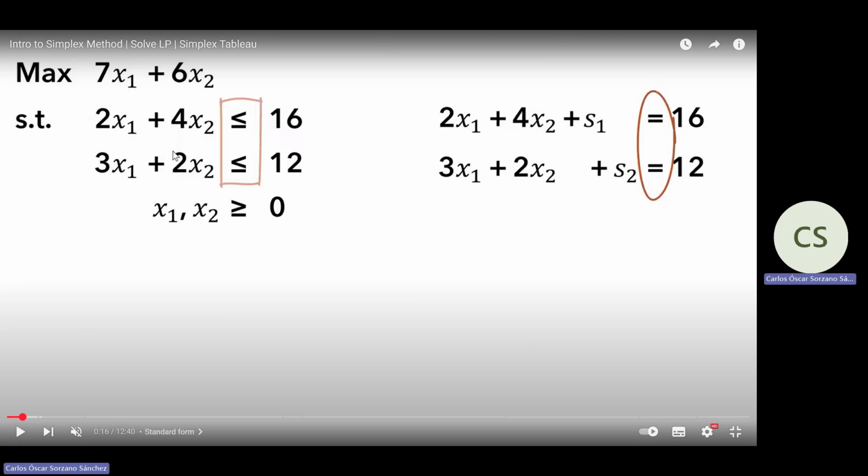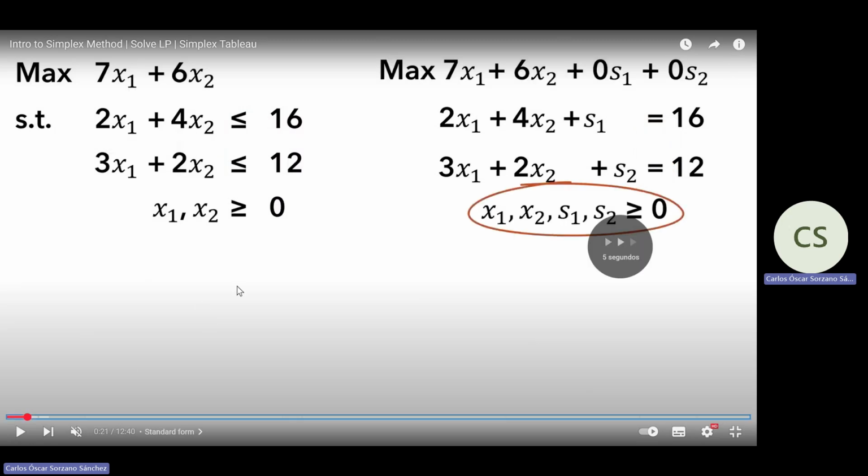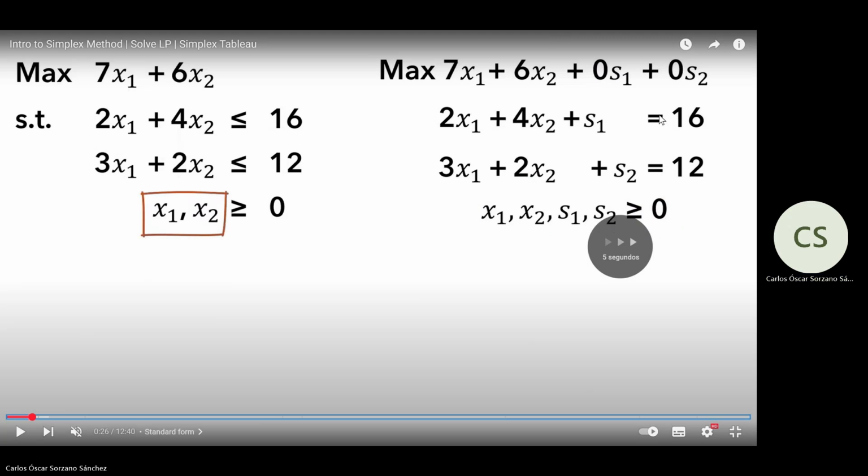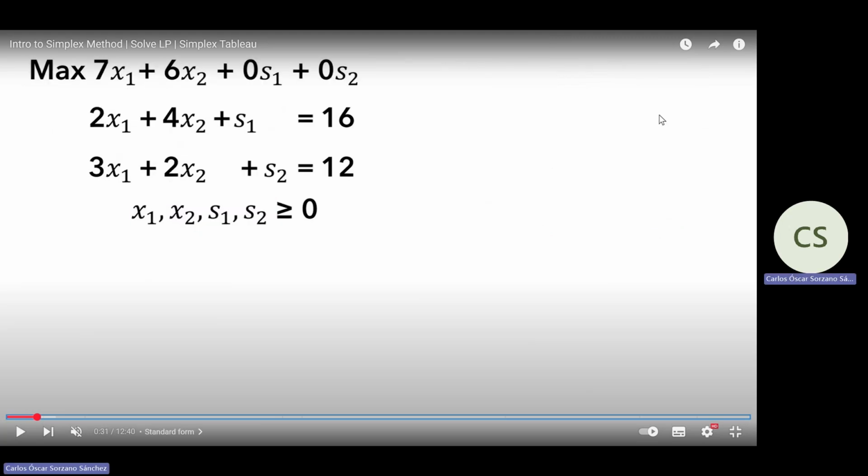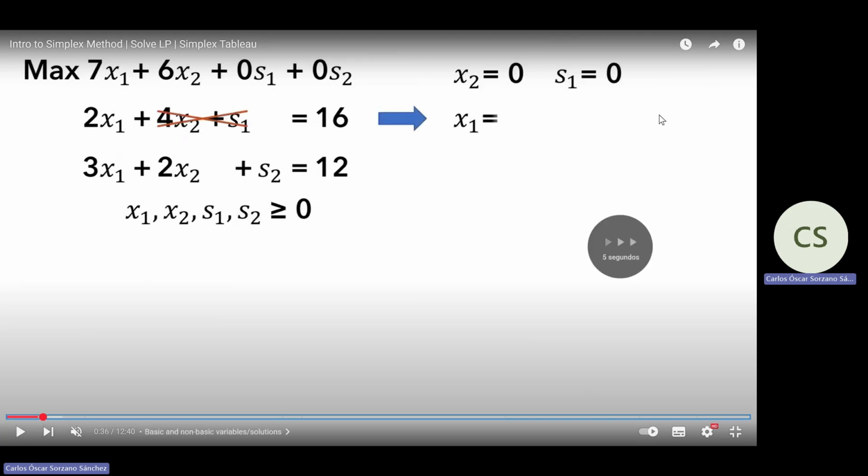So first we convert from inequalities to equalities, and we have the constraint that all the variables here have to be greater than or equal to 0. And the slack variables do not take part in the goal function, so the coefficients here are 0. Very good. Then this is our problem we have to solve.